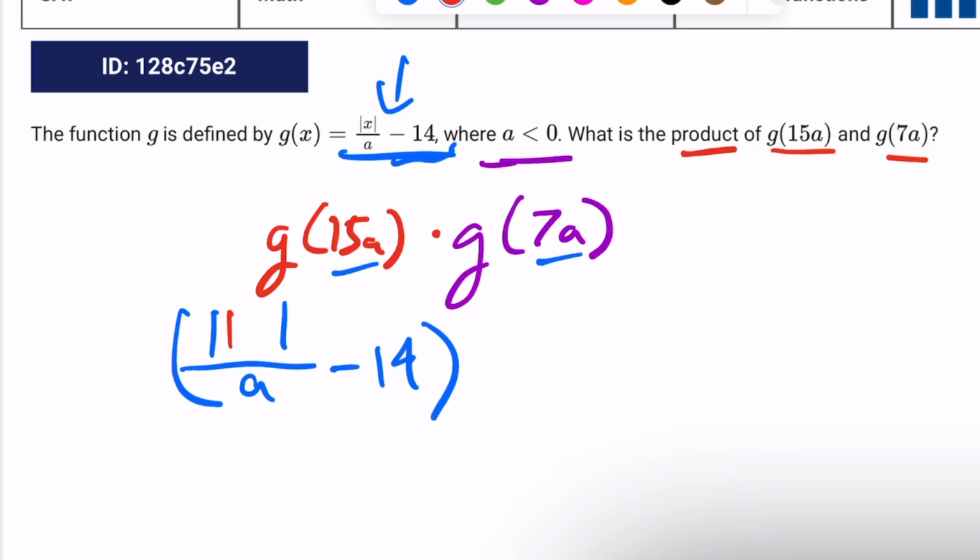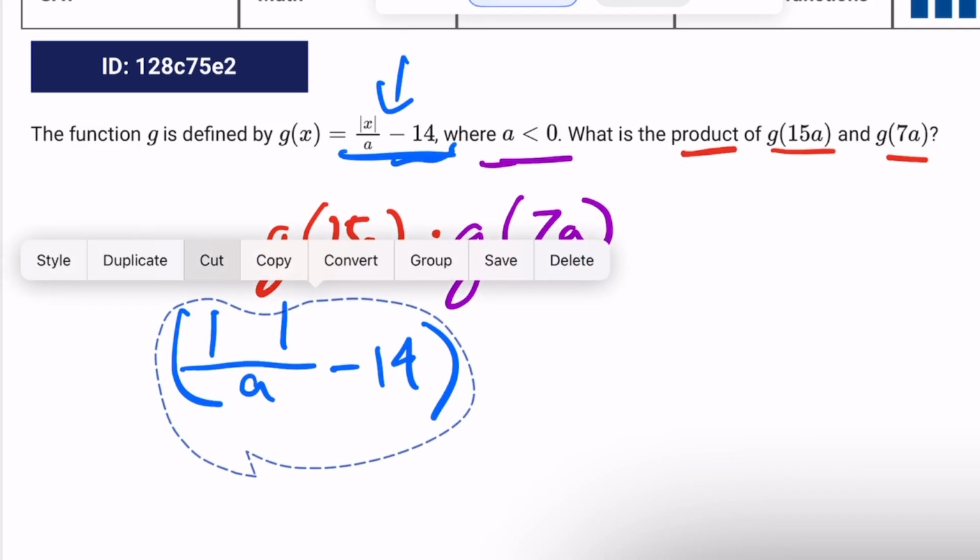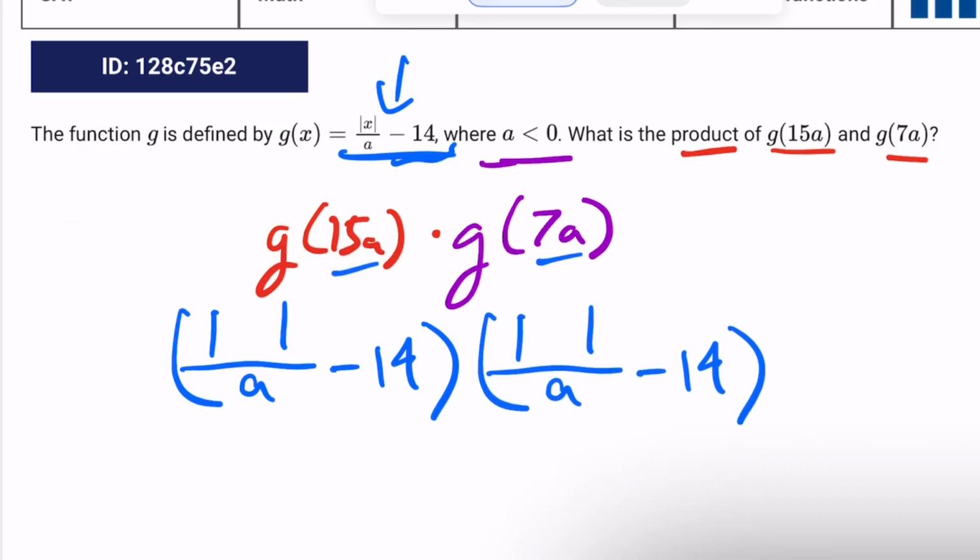And actually, before I write the 15, this, I guess if you're writing it with a pencil, is not something you can copy, but I'm just going to copy this, paste it here. So the same thing. Those are both the g of x function. One of them I'll plug in 15a in place of the x, and the other one I'll plug in 7a in place of the x. Now for both of these, because it says a is less than 0, we know that it's a negative number. So 15 times a is a negative number, 7 times a is a negative number, a alone is a negative number.